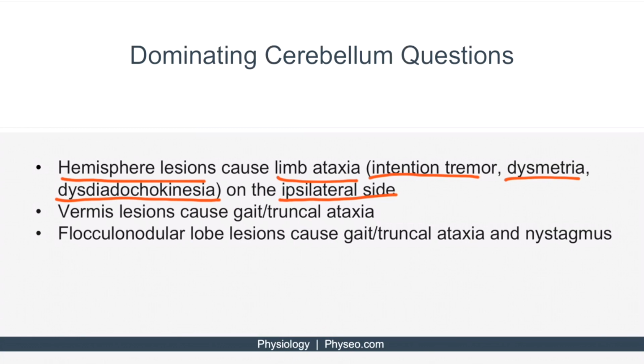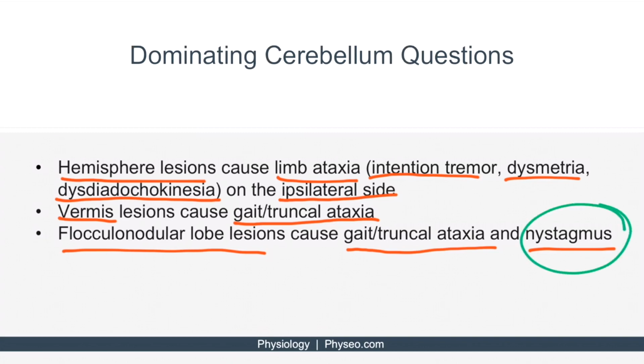Also remember that the vermis causes gait and truncal ataxia if lesioned. And then recall that the floccular nodular lobes, when lesioned, will cause gait or truncal ataxia and nystagmus. Nystagmus being how you can distinguish clinically from a vermis lesion. And that concludes this section.